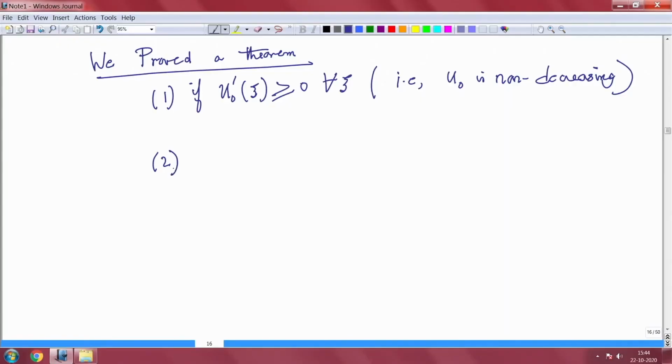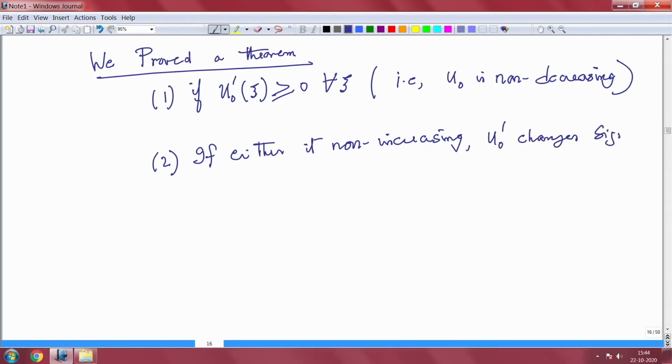But what happens in the other situation, if this is not true, if either it is non increasing, in this case we will show you some examples immediately. If either it is decreasing or u naught prime changes sign, because you will have cases like that, your u naught prime will be like this.